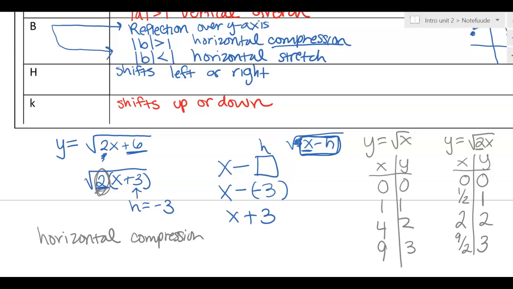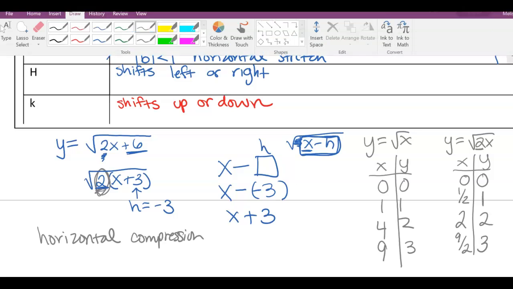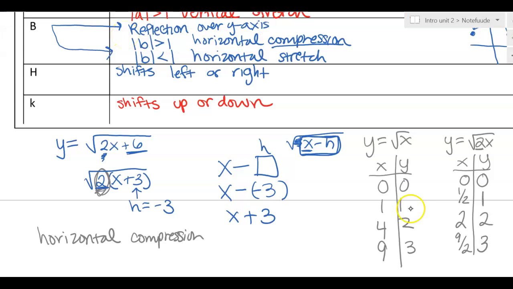Here is what I want you to look at. In the parent function, how many x units over on the graph would you have to go from the beginning to reach a y value of 2? 4 units, right? Look at the new chart. How many x's do you have to go over on the graph to reach a y value of 2? 2.